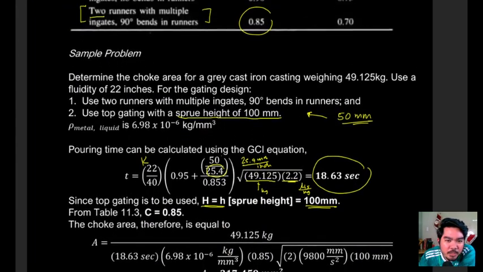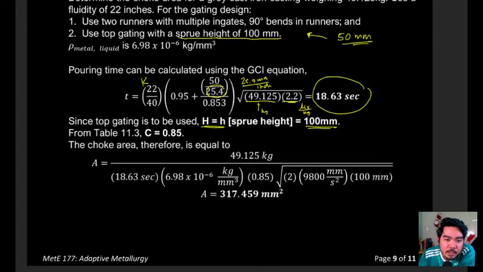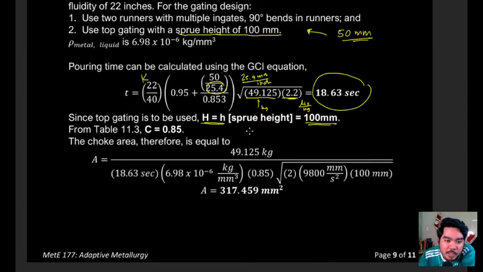So hindi sinabi dito kung ano yung type of sprue, no? Kung straight ba siya or tapered. Pero if it's not mentioned, we always want to use tapered sprue. Later, I'll explain kung bakit importante na tapered yung sprue natin, no? Okay? So if it's not specified, we always want to use a tapered sprue. Okay? So from there, pwede natin input yung equation natin.